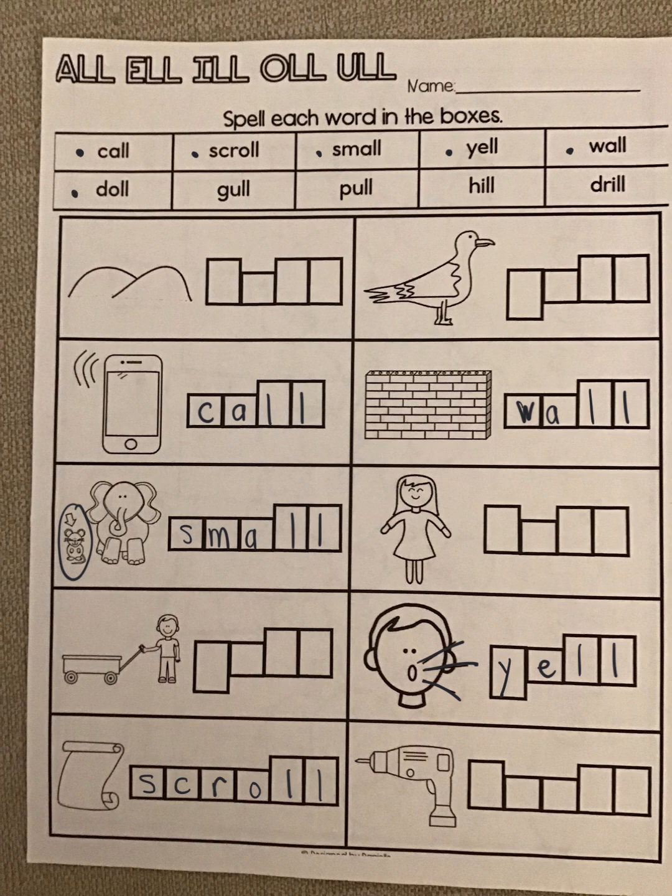Next line, doll. D-all. Goal, as in seagull, which is a type of bird. Goal. Then we have pull. See how the boy is about to pull the wagon. Pull.